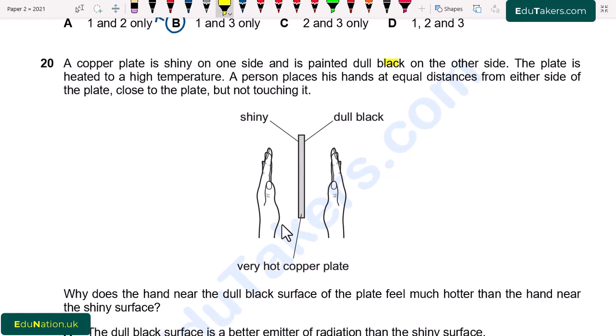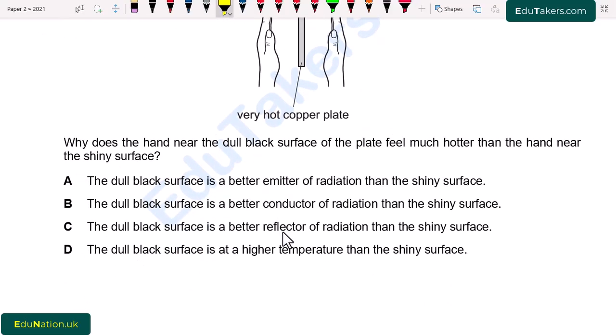A copper plate is shiny on one side and is painted dull black on the other side. The plate is heated to a high temperature. A person places his hands at equal distances from either side of the plate, close to the plate but not touching it. Why does the hand near the dull black surface of the plate feel much hotter than the hand near the shiny surface?